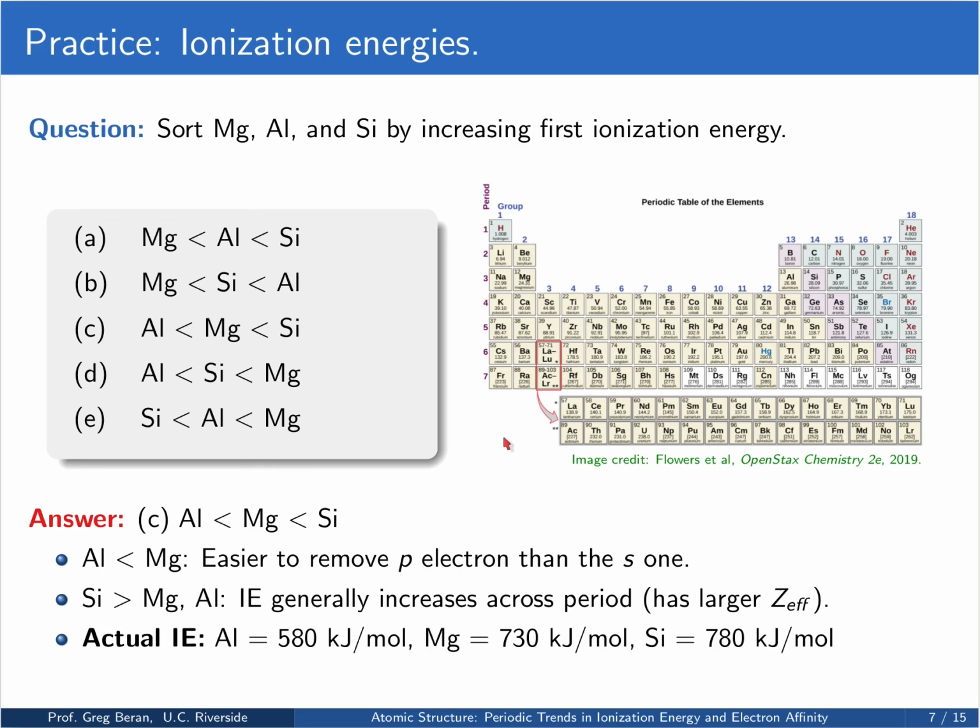For silicon versus magnesium and aluminum, we know that the ionization energy is generally increasing across the period due to the changes in Z effective. And so, in the end, we have silicon with the largest ionization energy, followed by magnesium slightly smaller, and aluminum having the smallest. The actual ionization energies are shown here: 580 kilojoules per mole for aluminum, 730 kilojoules per mole for magnesium, and 780 kilojoules per mole for silicon.